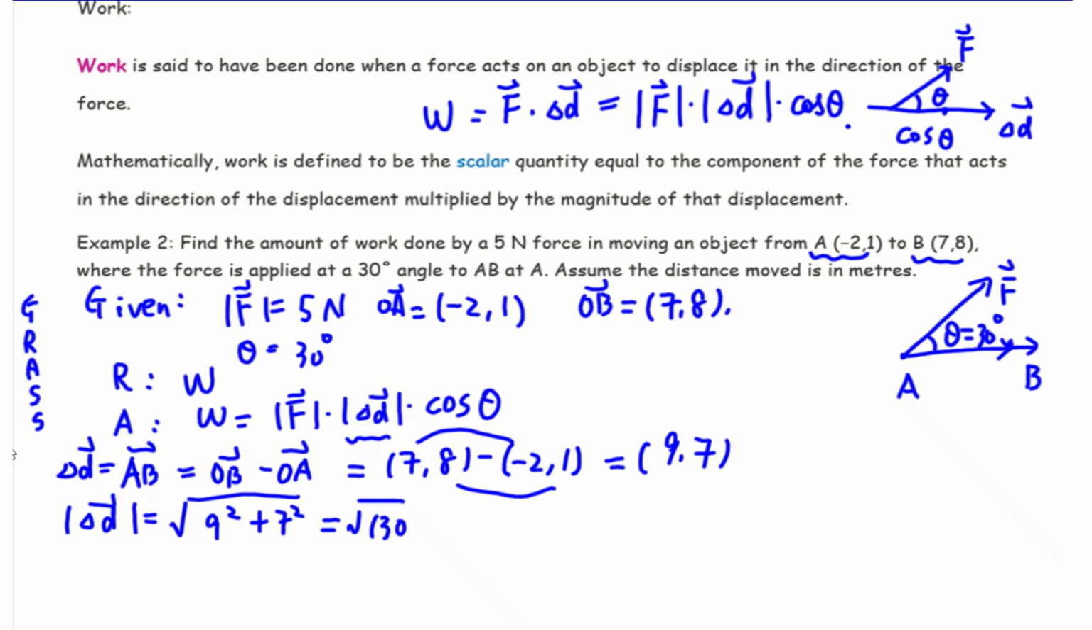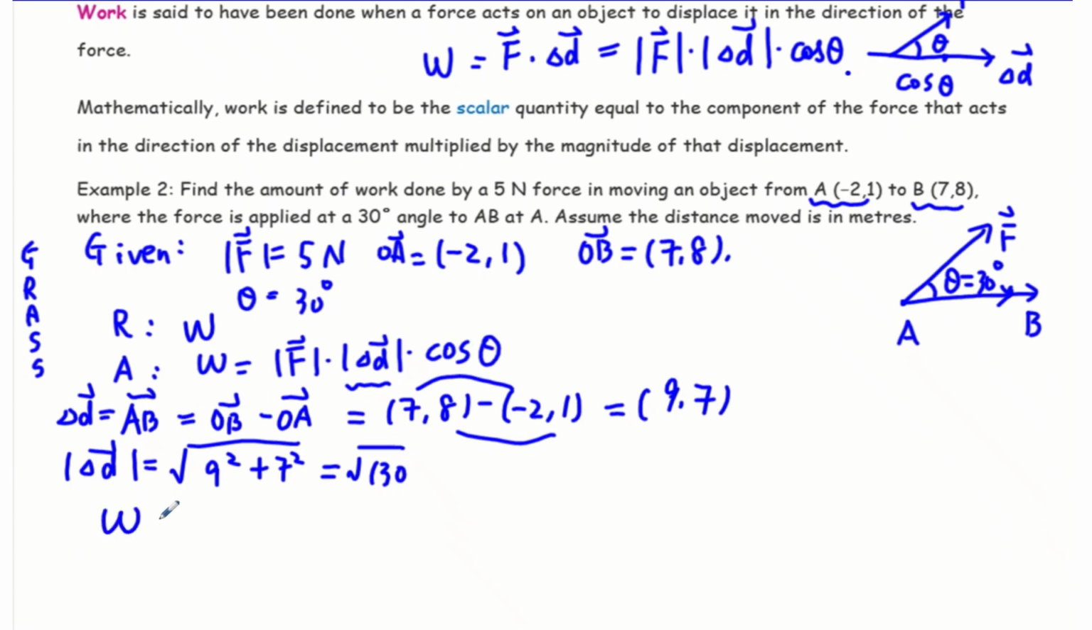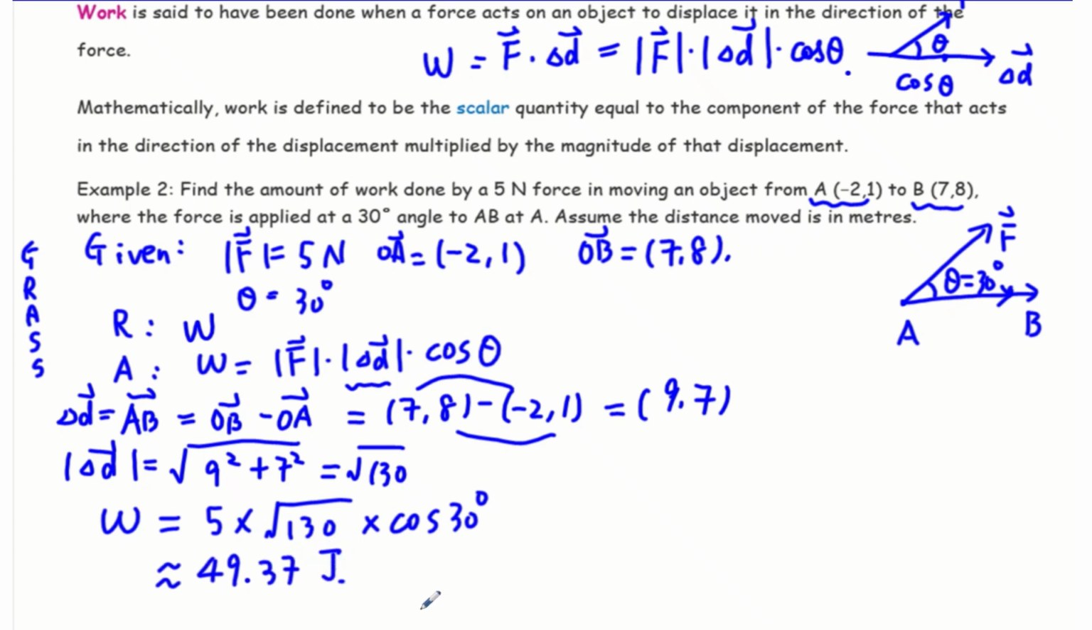Then the work we could write is W equals, substituting all the given information, 5 times square root 130, times cosine 30 degrees. Then it is approximately 49.37 joules. So we just write a statement. Therefore, the work done is 49.37 joules.